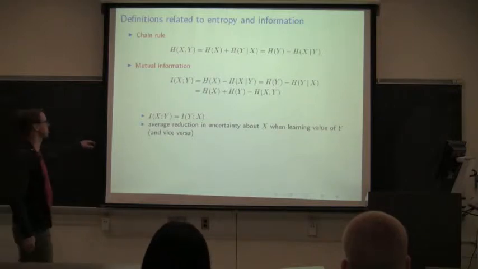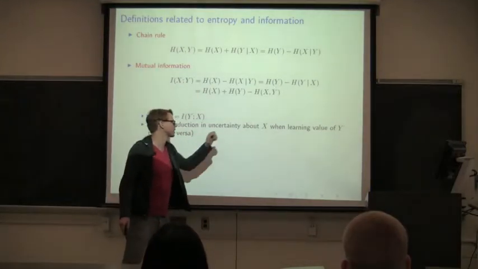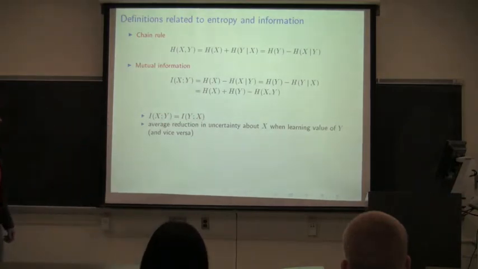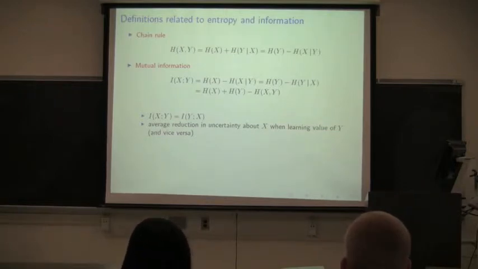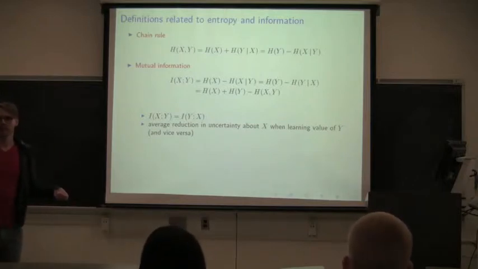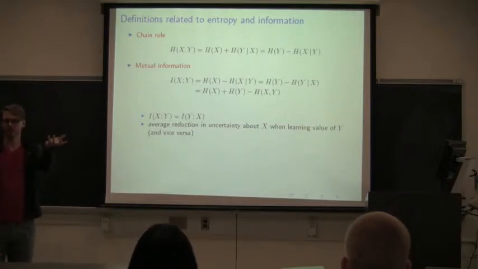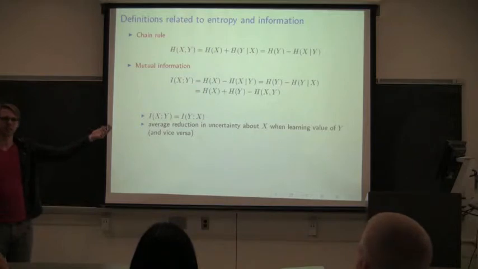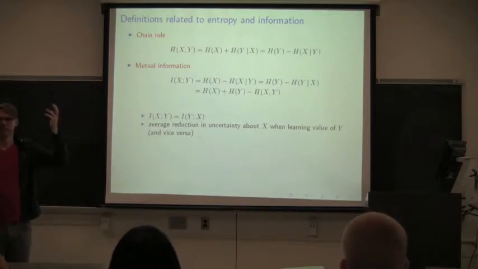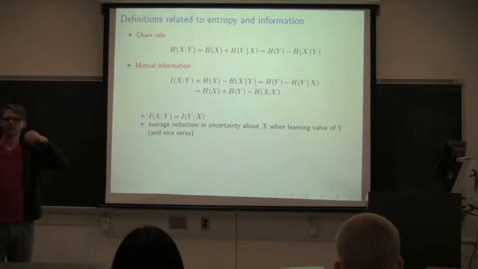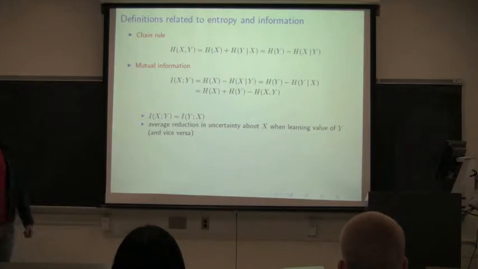Think of the mutual information as the average reduction in uncertainty about x when learning the value of y, and vice versa. If you want to learn the distribution over y, and x and y have a joint distribution, you always observe pairs of them. Now you can choose your optimal x such that it would tell you most about y, and then you would choose the one that maximizes mutual information.